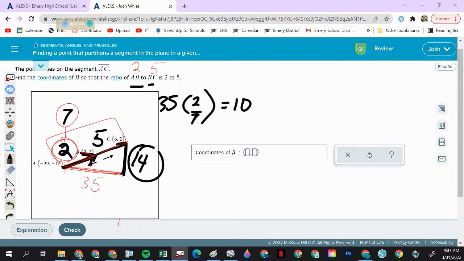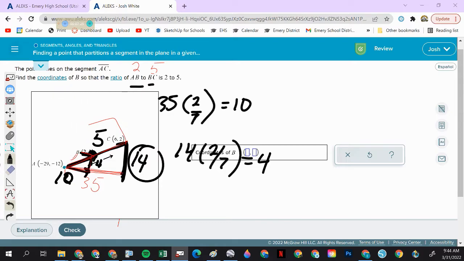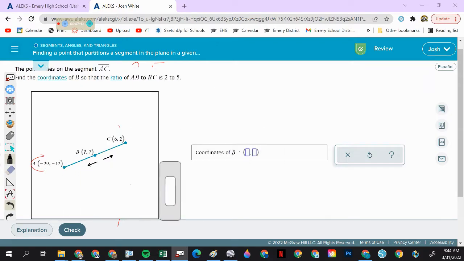Okay. And then the y coordinate has a change of 14. So I take 14 and times it by 2/7. 14 times 2 is 28. Divided by 7 is 4. So this point right here is right 10, and up 4. So I need to go right 10, which would be negative 19, and up 4, which would be negative 8. Okay, let me do another one without making a mistake this time.